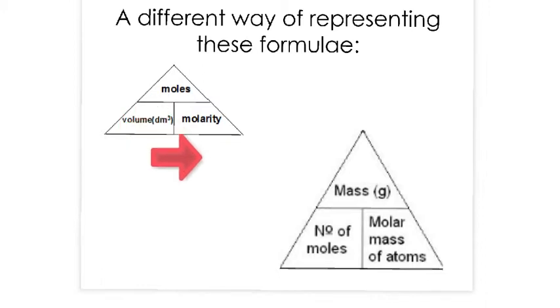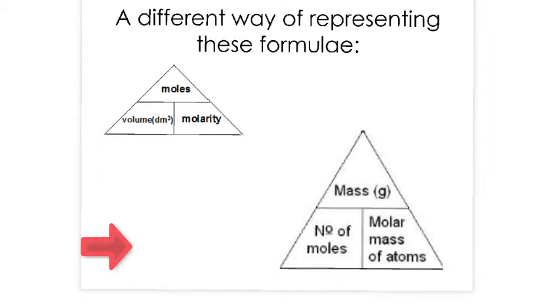So if we go into the second triangle, which represents mass, number of moles and molar mass of atoms, if we cover up the mass, it becomes number of moles times by molar mass. If we cover up the number of moles, it's mass divided by molar mass. And if we want to work out the molar mass, it's mass divided by number of moles. You have met this magic triangle before, but it's worth going over it as we're using it in a different way.